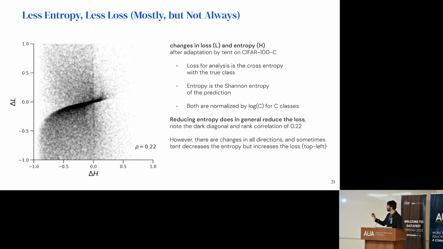Now, what's being plotted here is actually every point in this plot is a single data point over many corrupted test sets. So we're looking at, for every point, how does tent change what the model predicts about it? And so while you see many things do happen, there's points all over this plot, entropy mostly goes down. There's more dark points on the left than the right. And there's this diagonal to it, right? Where there's a tendency to become more confident and have less loss, right?